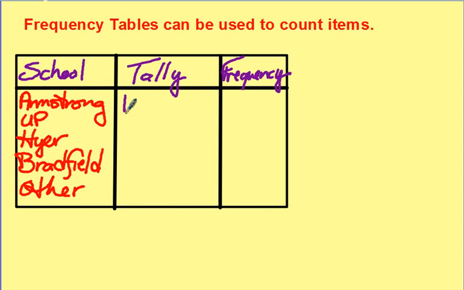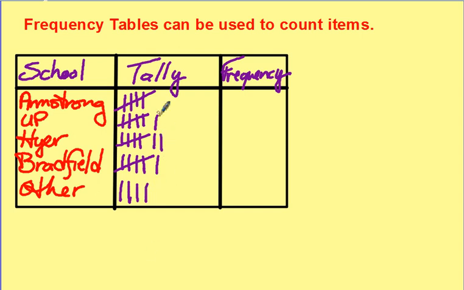And let's say the person said Armstrong, and then someone said Bradfield, and then someone said other, another Armstrong, higher, Bradfield, UP. You're just going to make a tally for each person's answer. Armstrong, higher, other, UP, UP, Bradfield, Armstrong, higher, Bradfield, Armstrong. Now, when you get to a fifth one, remember you make a mark for your tallies. Each bundle is worth 5. Keep going until you've asked everyone in the class where they went to elementary school. Other, higher, UP, UP, higher, higher, other, Armstrong, Bradfield, higher, and higher.